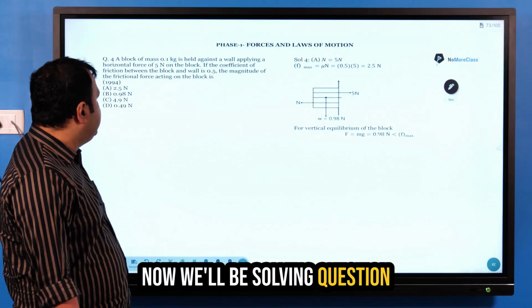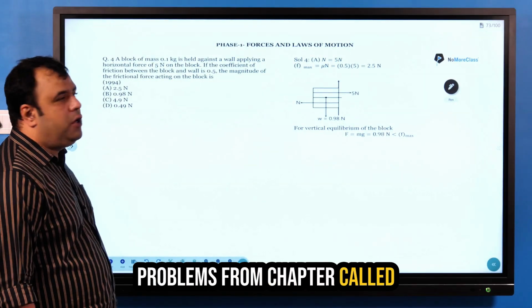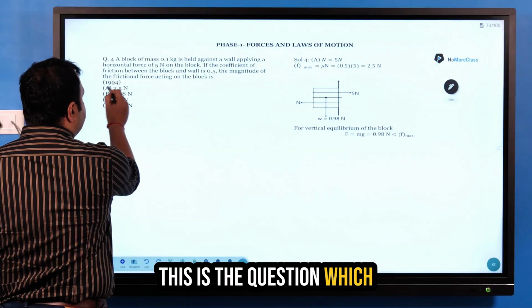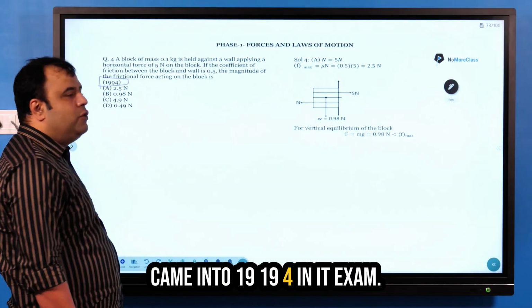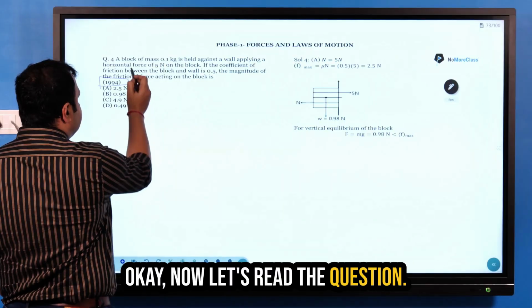Now we'll be solving question number 4 from previous year problems from the chapter called Laws of Motion, phase 1. This is the question which came in 1994 in the IIT exam. Okay, so now let's see the question.